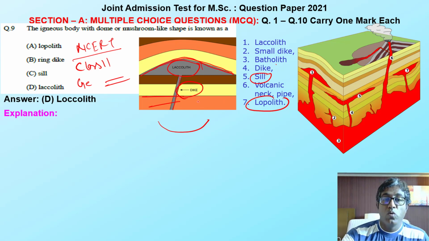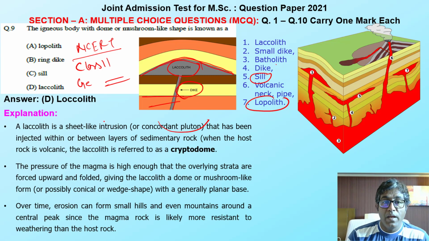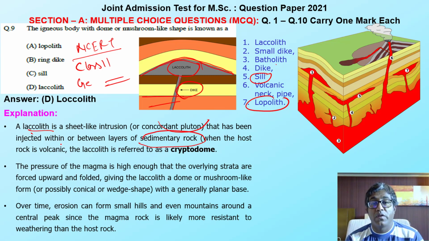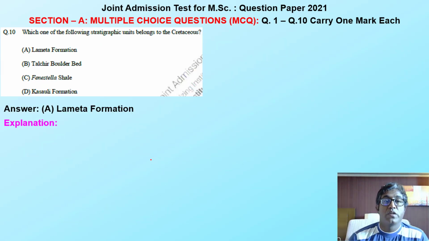But let me add one point here. A laccolith is a sheet-like intrusion. I already told you, a sheet-like intrusion or concordant pluton that has been injected within or between sedimentary rock. Laccolith is injected between the sedimentary rock. If I replace this sedimentary rock with volcanic rock, then I call this laccolith structure a cryptodome. Please do remember. Moving to the next question.